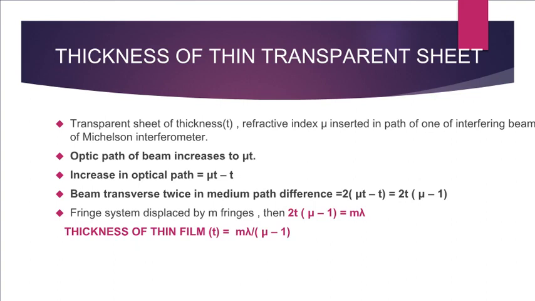If the fringe system is displaced by m fringes, then 2t(mu minus 1) equals m lambda. On rearranging the equation we get the thickness of the thin film equals m lambda divided by 2(mu minus 1). To obtain this value m, we will first coincide the crosswire with a bright fringe. Now the thin film is introduced in the path of the beam, and there is a shift in the pattern. The fringe system will be displaced by m fringes. This is counted.